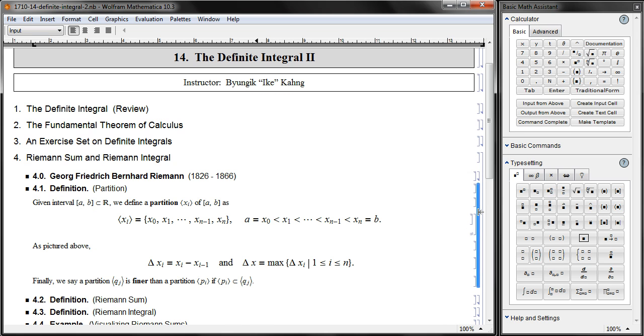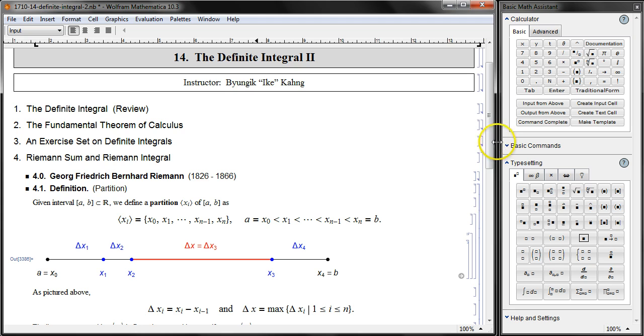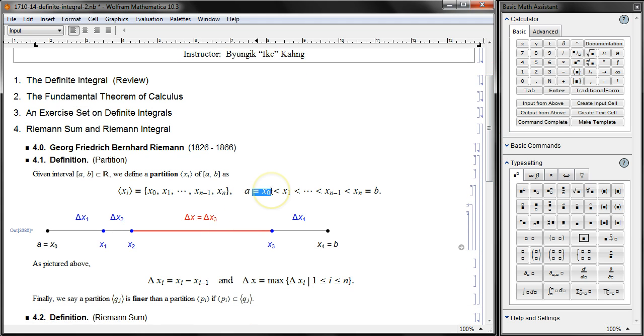We started with the concept of partition like this. x0, which is equal to a, x1, x2, x3, increase, and then xn, which is equal to b. That was the partition. Visualize kind of like this. Each delta xi is the width of each subinterval, and delta x is the maximum width. If a partition is finer than the other, that means the partition includes all the points of the previous partition.